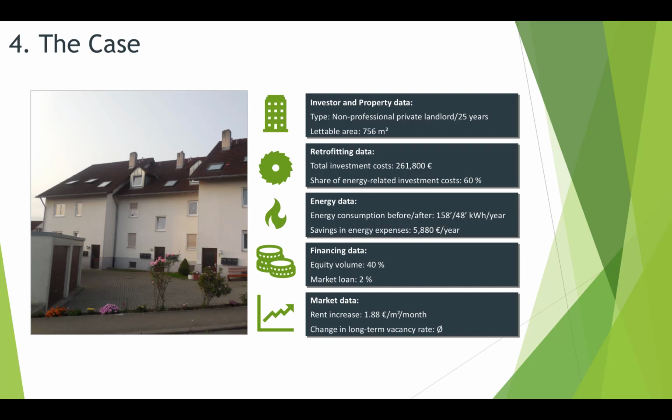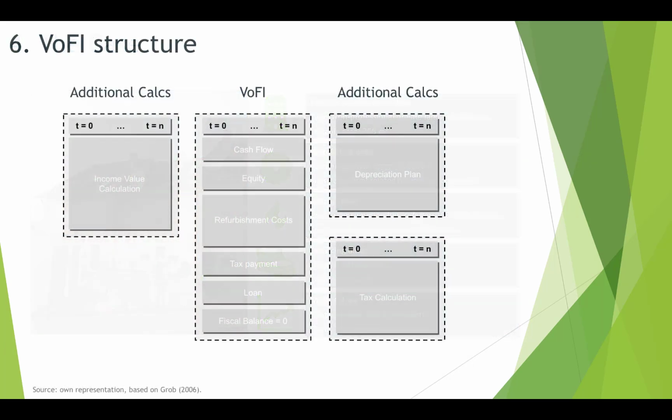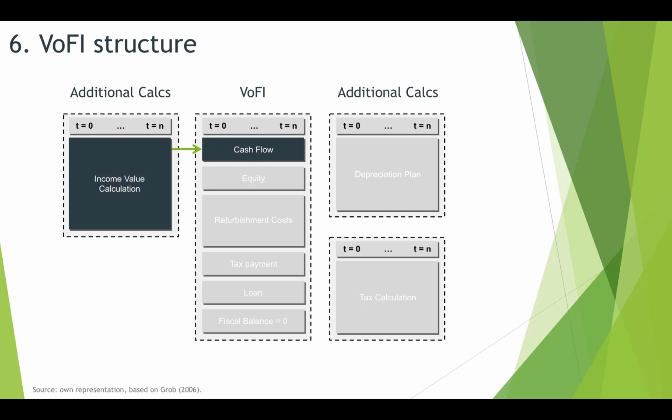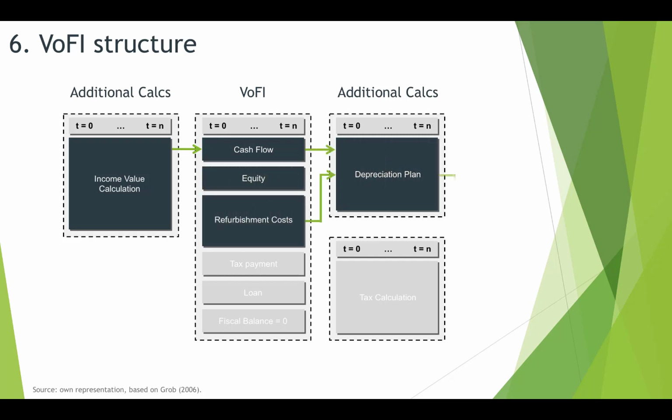The FOFI structure can be illustrated as follows. In a first step, the income stream is determined. The net rental income is calculated for the periods of observation. The expected growth rate for rents is thereby taken into account. This gives us the cash flow for each period. Simultaneously, the refurbishment costs need to be stated and how those costs can be financed. Hence, how much of your money is necessary to realize the refurbishment project.